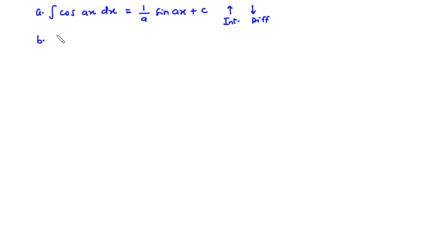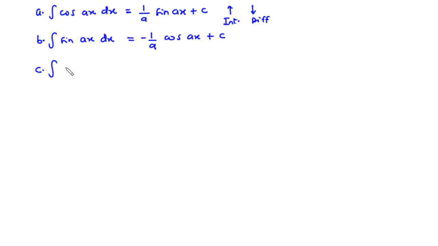B, the integral of sine ax dx is equal to, so as usual you are going to differentiate ax so that you have a, and that appears at the denominator. So this time you have negative 1 over a times cos ax plus c.